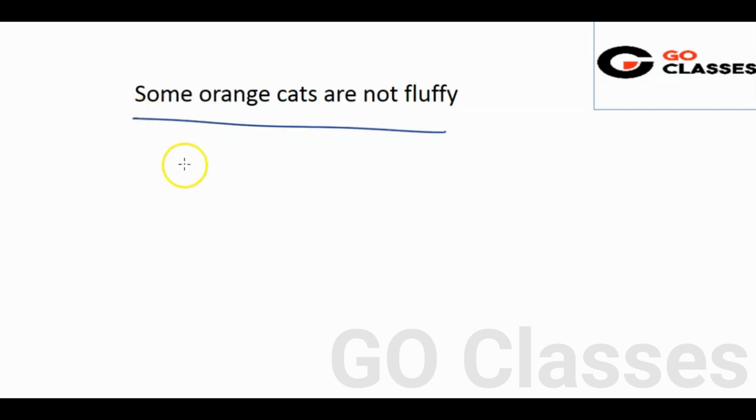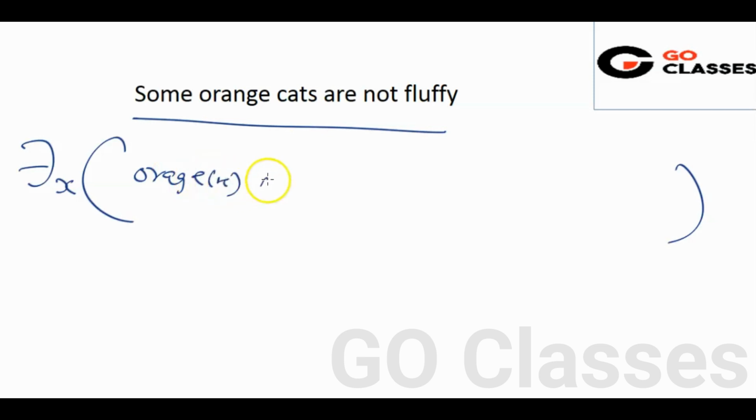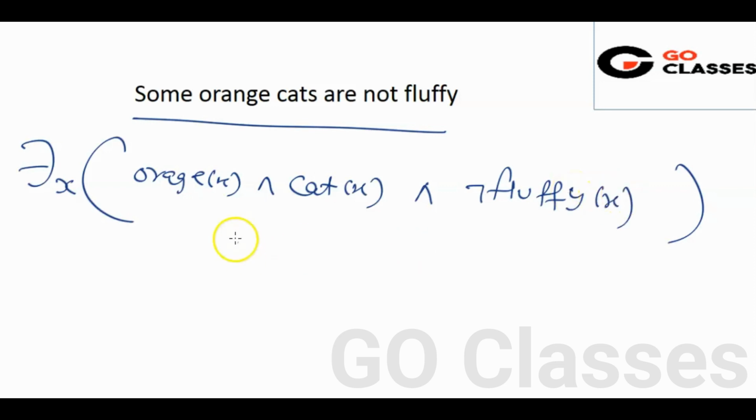Some orange cats are not fluffy, means there exists some orange cat which is not fluffy. So there exists some orange cat, means it is orange and it is cat, but it is not fluffy. Okay. So there is some element which is orange cat but not fluffy.